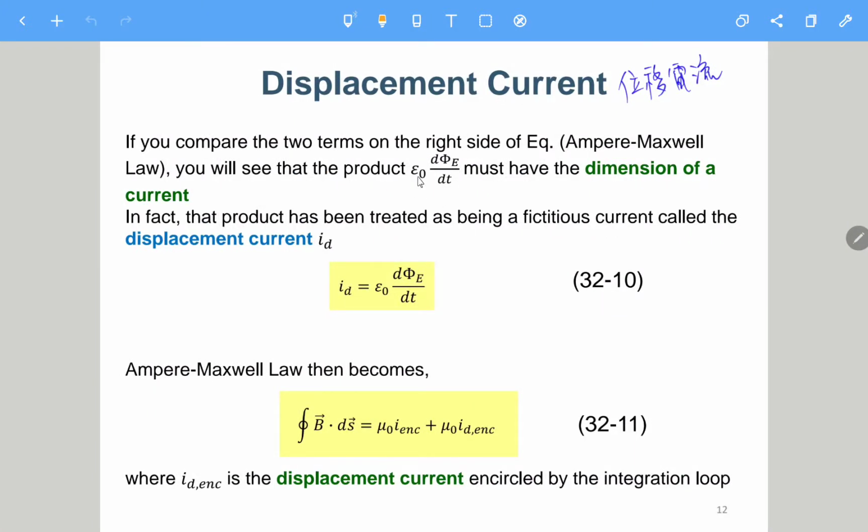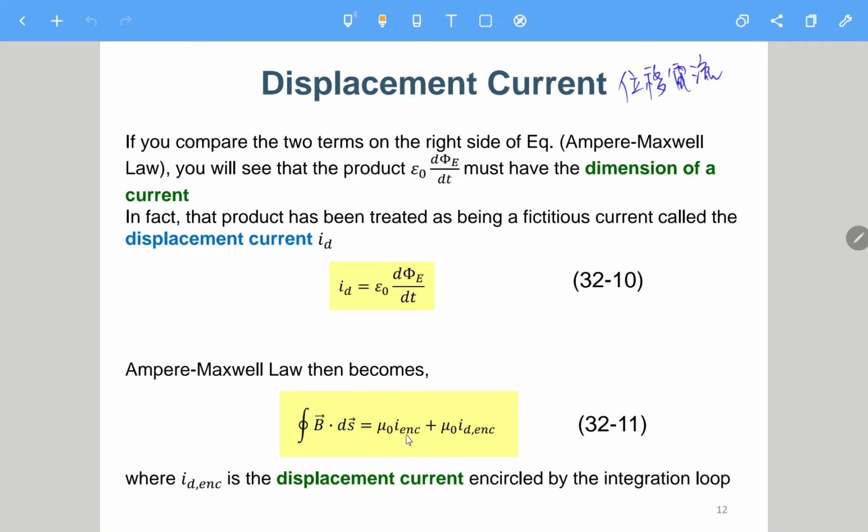Okay, this term epsilon naught d phi e dt must have a dimension of a current. So in fact, that product has been treated as a fictitious current called the displacement current, ID. The displacement current is this expression, and if we define this term to be ID, then Ampere-Maxwell's law can be written as: the left side is still the line integral, and on the right side we have two terms.